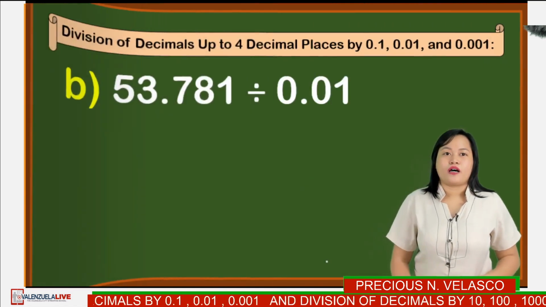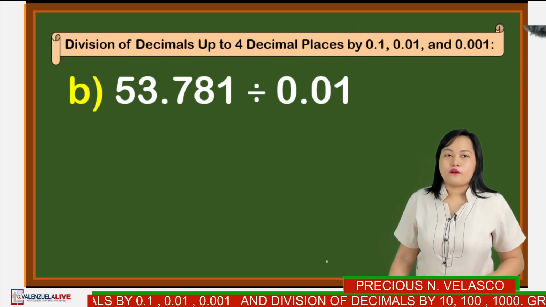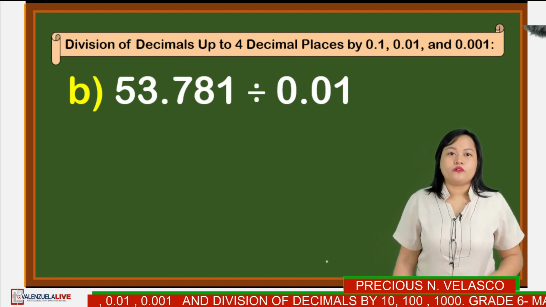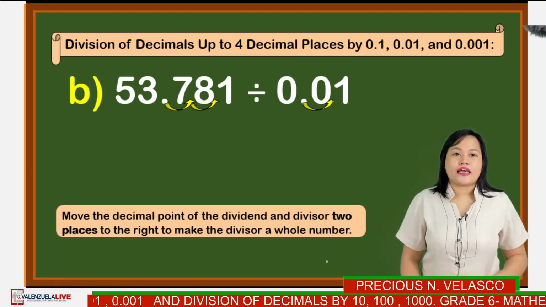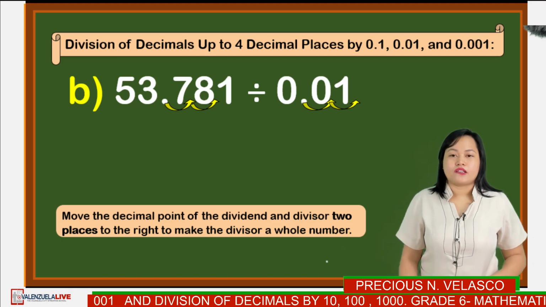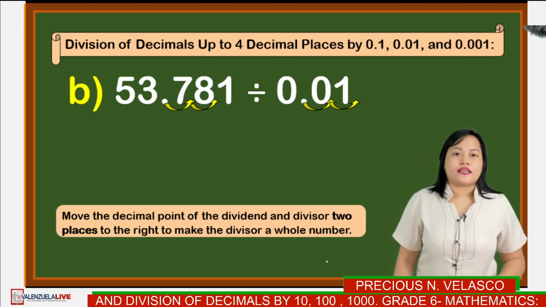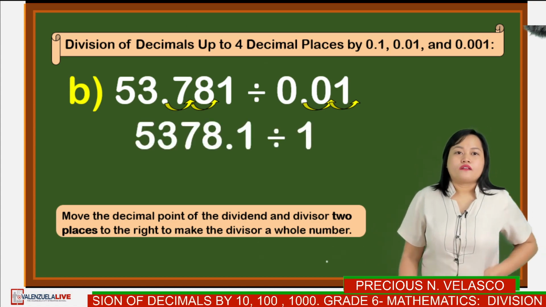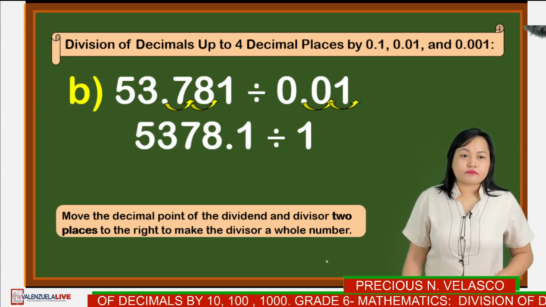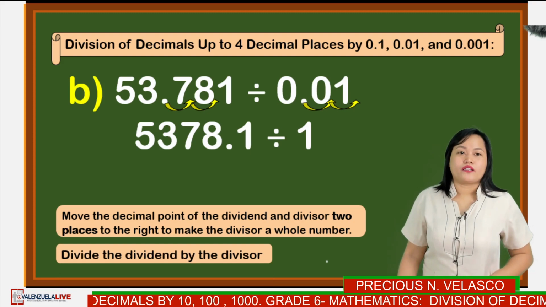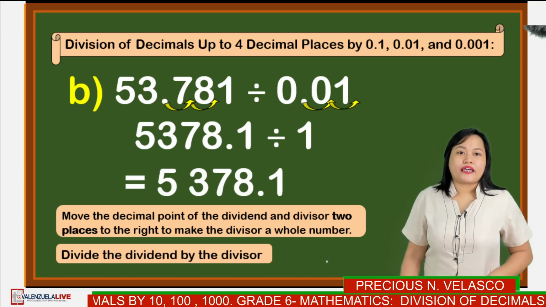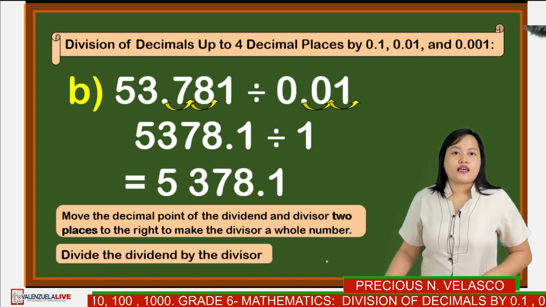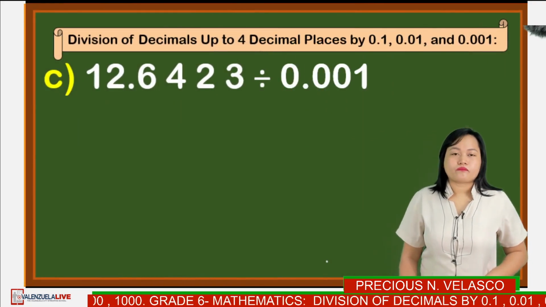How about for the next one? So we have a divisor of 100ths. So we are going to move the decimal point of the dividend and the divisor 2 places to the right to make the divisor a whole number. So we have 1 as a divisor, and we are going to divide. We will get 5,378 and 1/10.